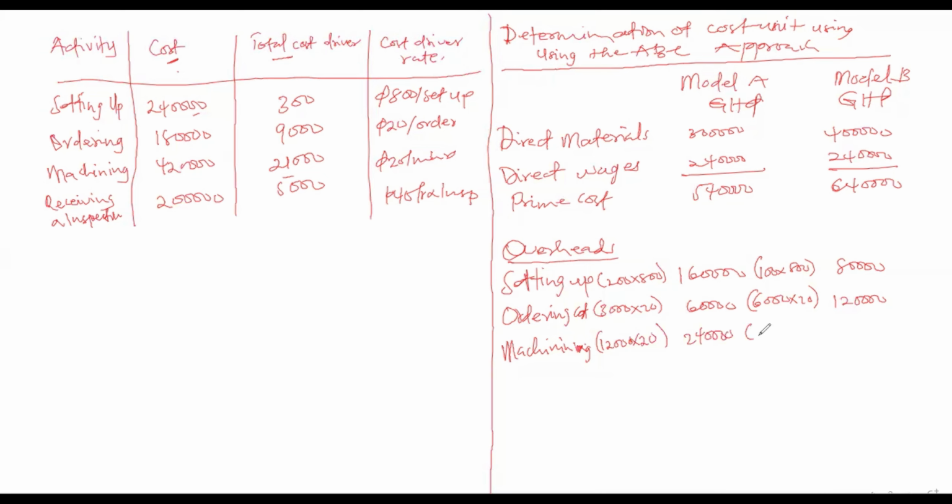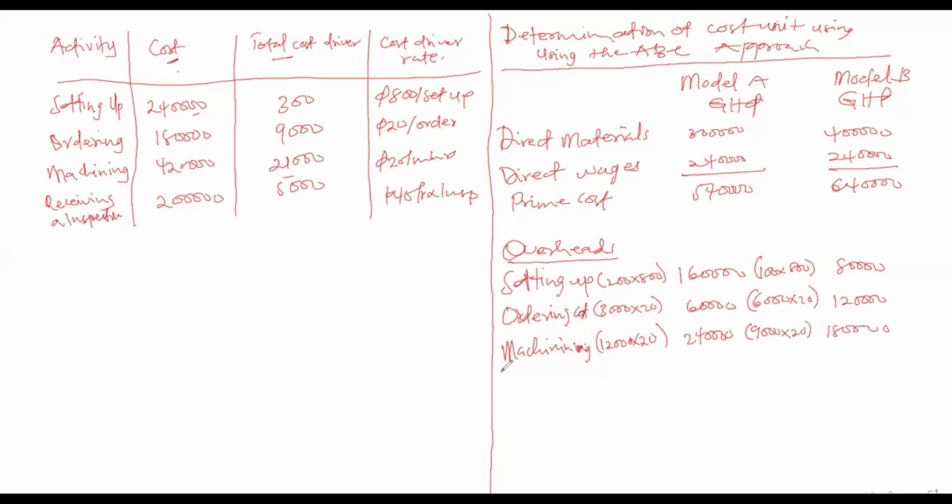Then we move to model B. Model B also used 9,000 machine hours. So if you use 9,000 machine hours and the cost of 1 hour is 20 cedis, then you are going to pay 180,000.